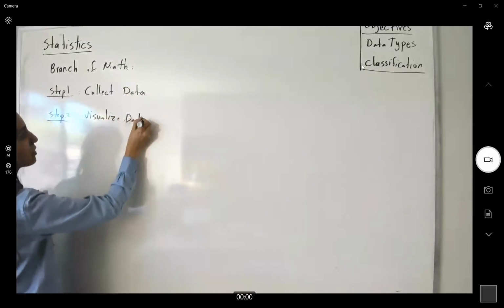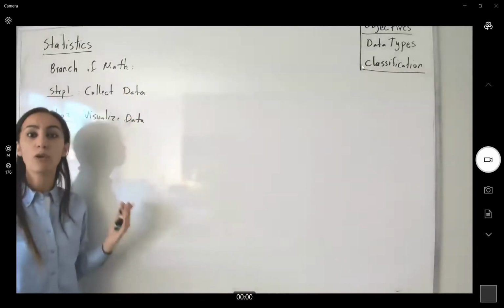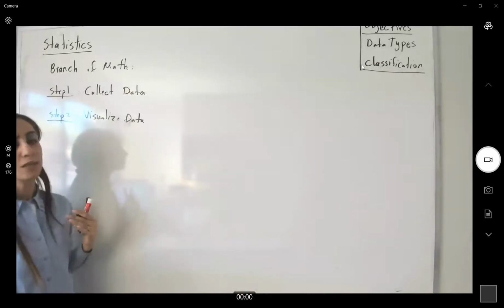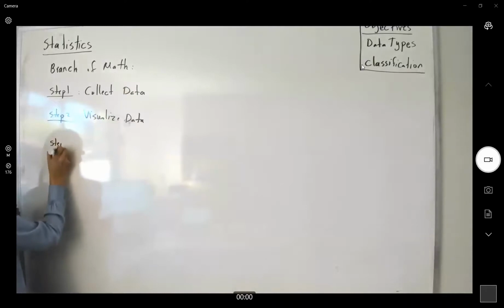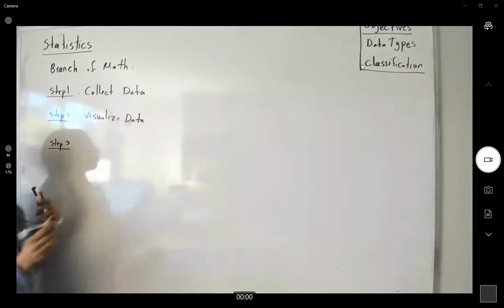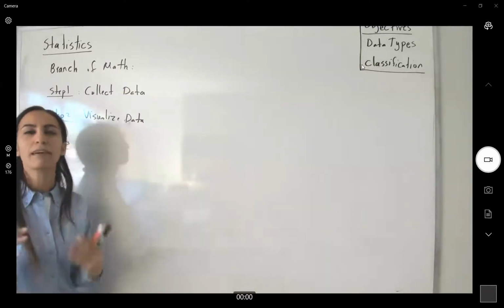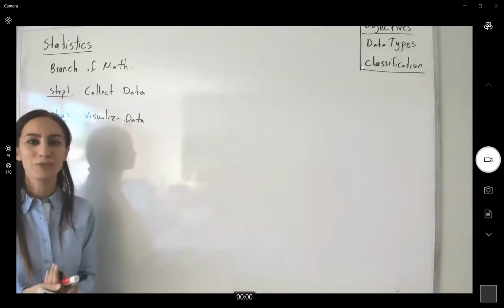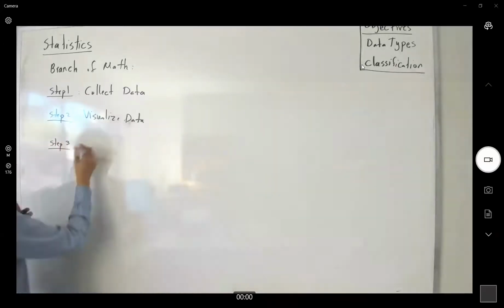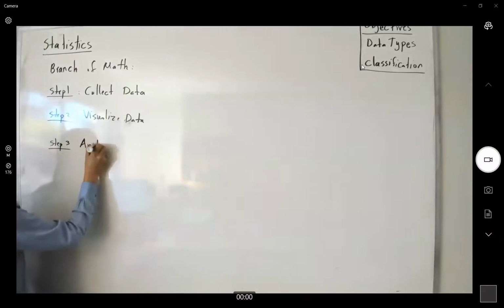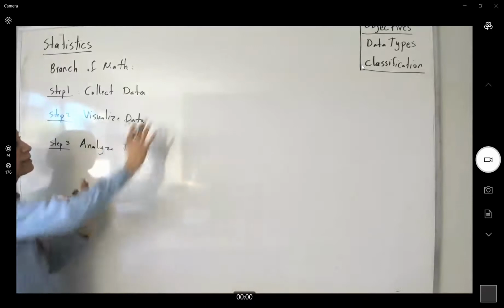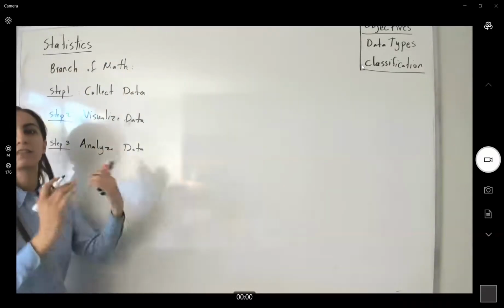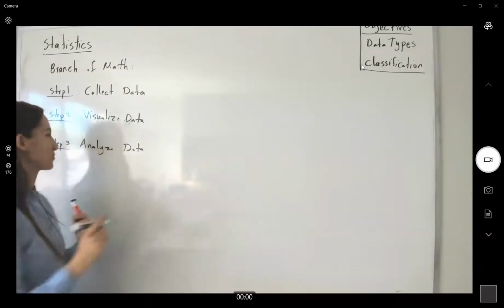Okay, after we visualize the data, is it normal? Is it skewed to the left, to the right? We're interested in assigning numbers, numerical characteristics, values to our data. So, analyze the data. So these are part of descriptive statistics.